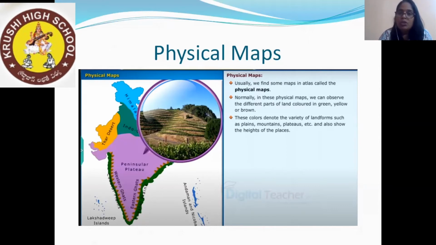Here usually we find some maps in an atlas called physical maps. Normally in these maps we can observe the different parts of a land colored in different colors, yellow and brown, right? And these colors denote the variety of landforms such as plains, mountains, plateaus, etc., and also show the height of a place. So not only different landforms, these colors also denote the height of a place. It also helps us to locate the height of a place.